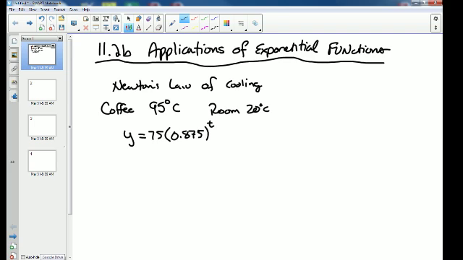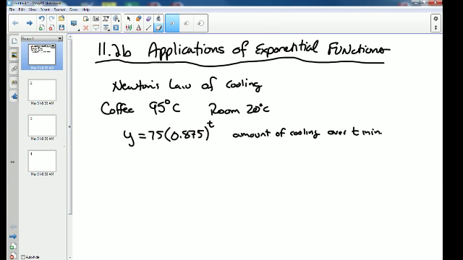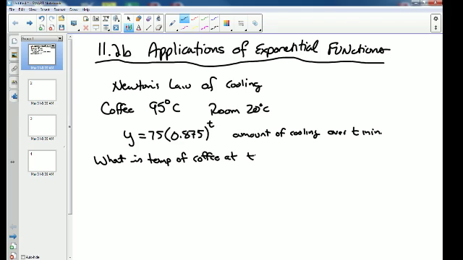So this is the amount of cooling over t minutes. So if I put a time in here, calculate the value, that's going to tell me how much the coffee's cooled. So a question I can ask: what is the temperature of the coffee at 15 minutes?